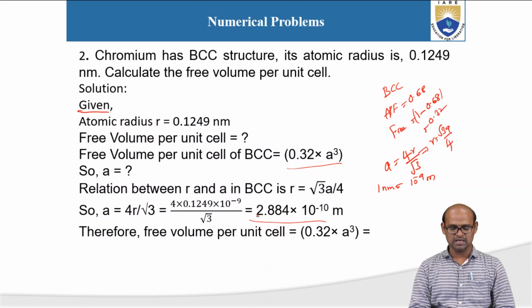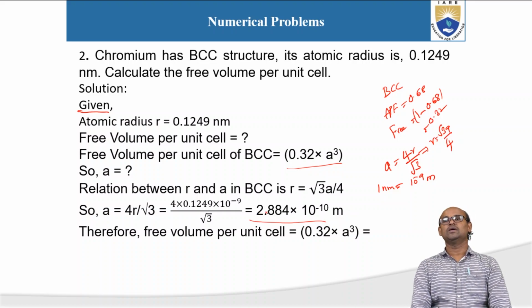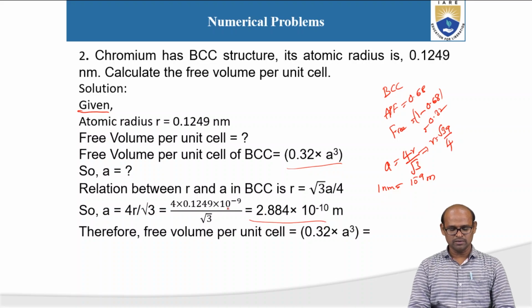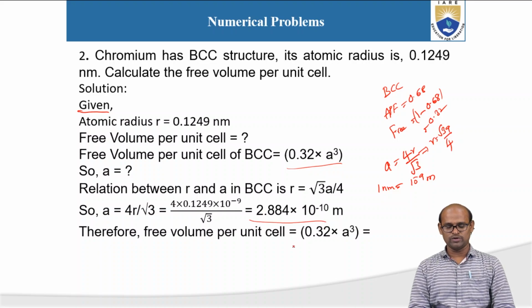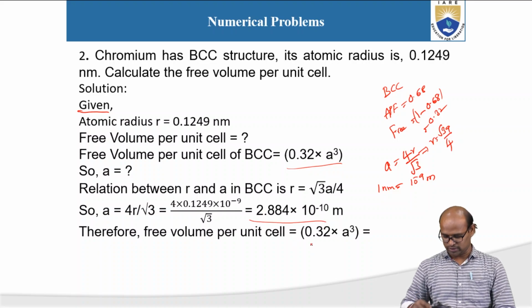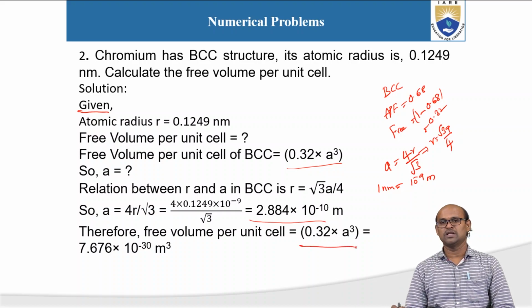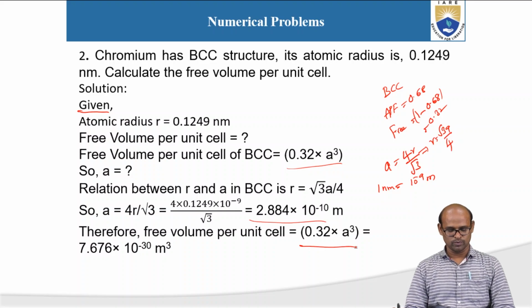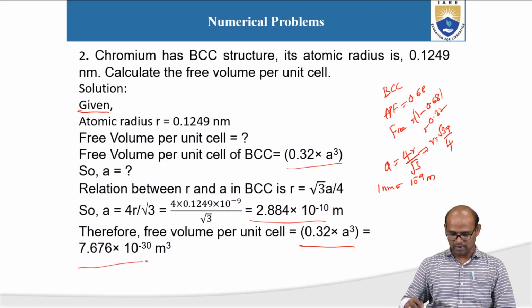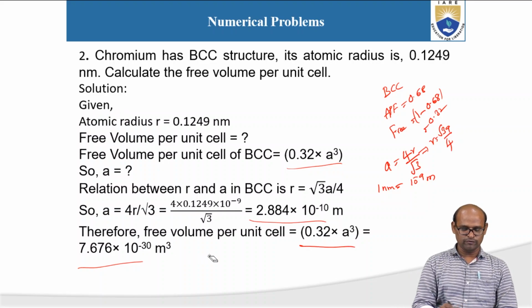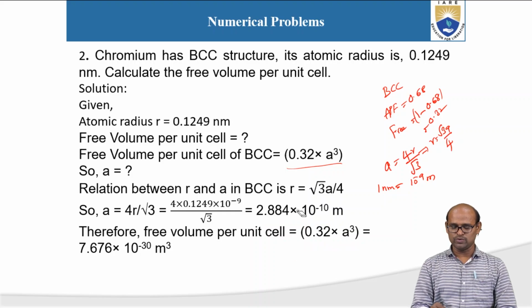Once we get the lattice constant A using the relation between radius and lattice constant or lattice parameter, then we are going to substitute in the free volume equation, which is 0.32 A cube. So A is given, so we are substituting in 0.32 into A cube. Okay, so finally we end up with 7.676 into 10 power minus 30 meter cube. Okay, so this is finding out the free volume in a given unit cell.